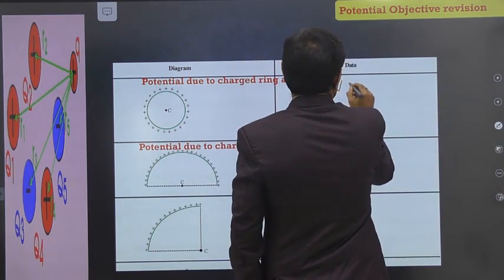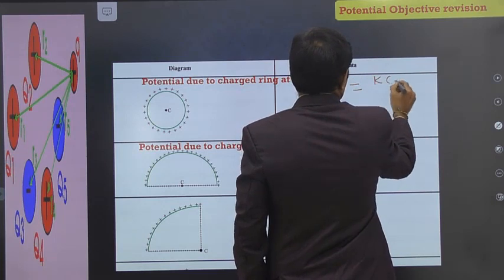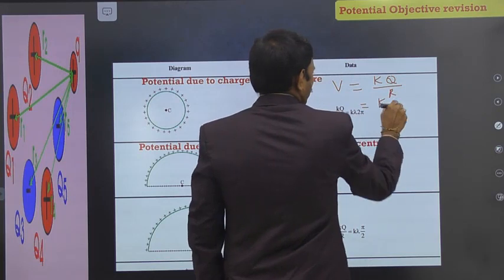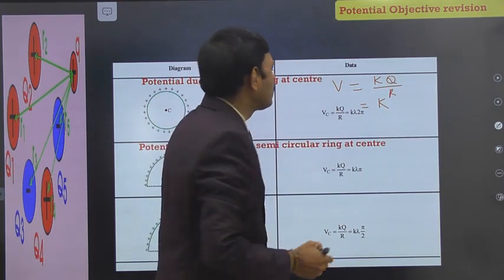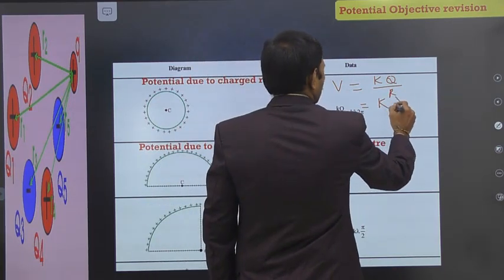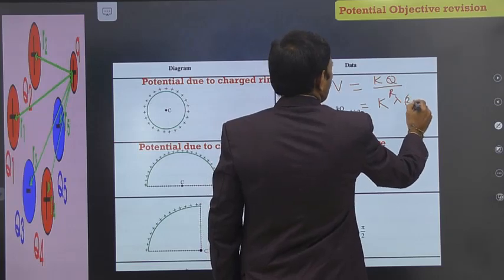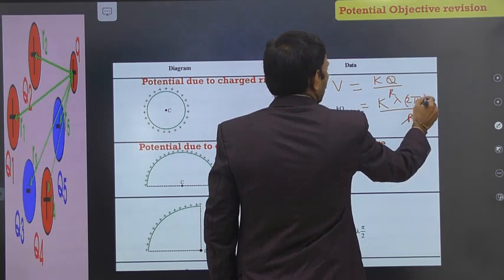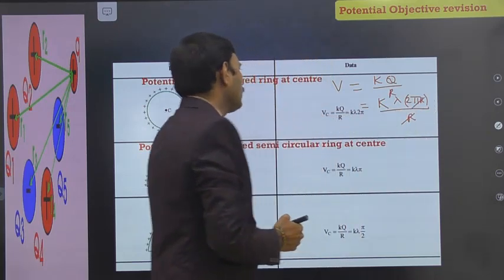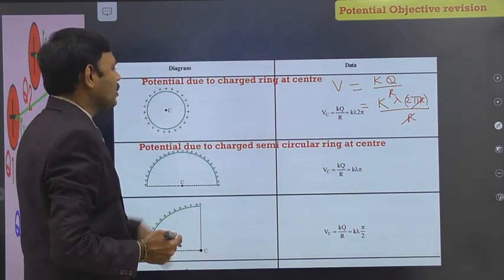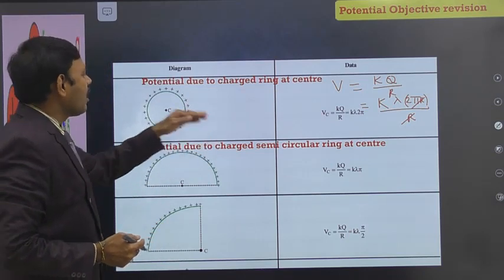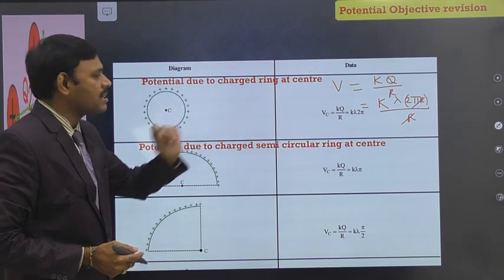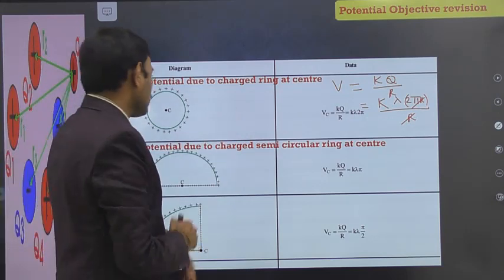V is equal to kq by r at the center of the ring, and charge is equal to charge per unit length into length. Length is 2 pi r, the length of the ring. The r gets cancelled, and k into 2 pi lambda is also equal to the potential of the ring at the center. k is 1 by 4 pi epsilon naught, lambda is the linear charge density, and 2 pi is a constant.